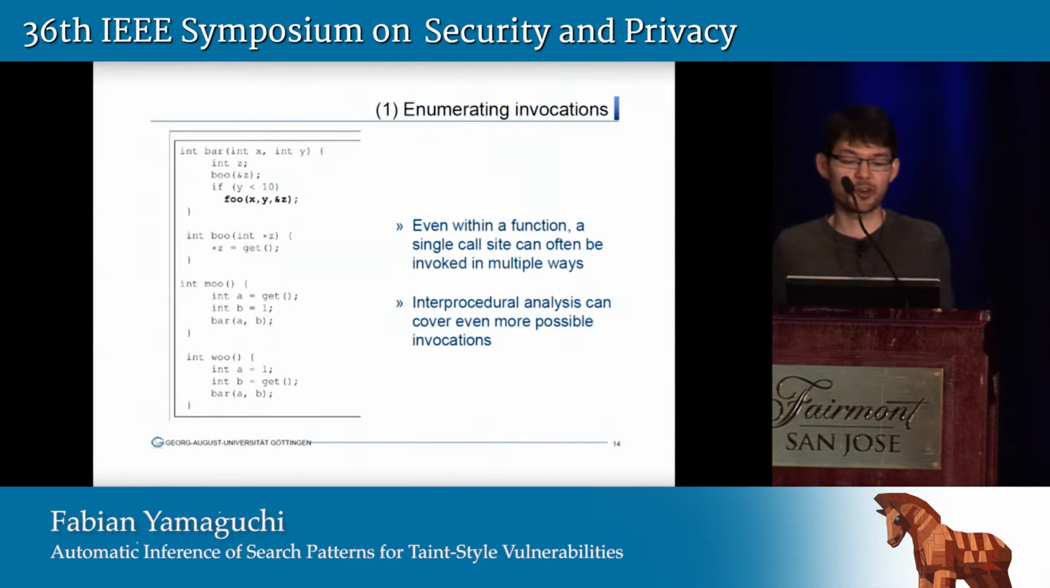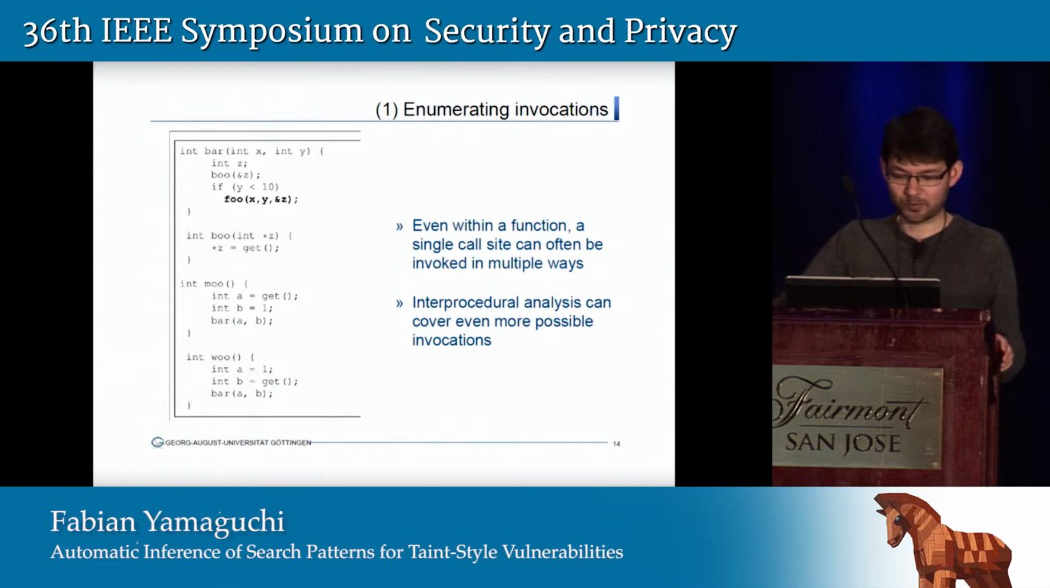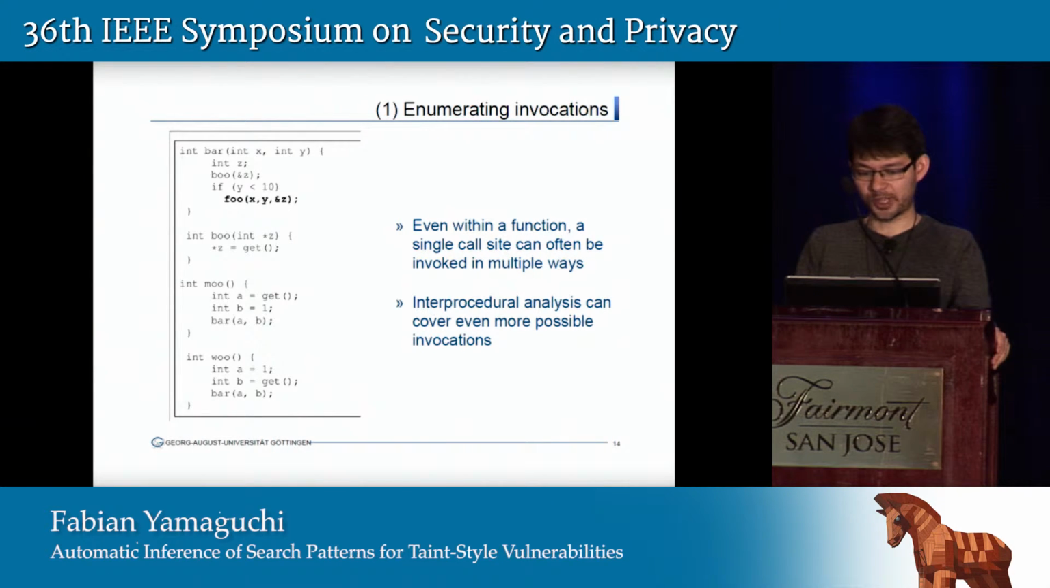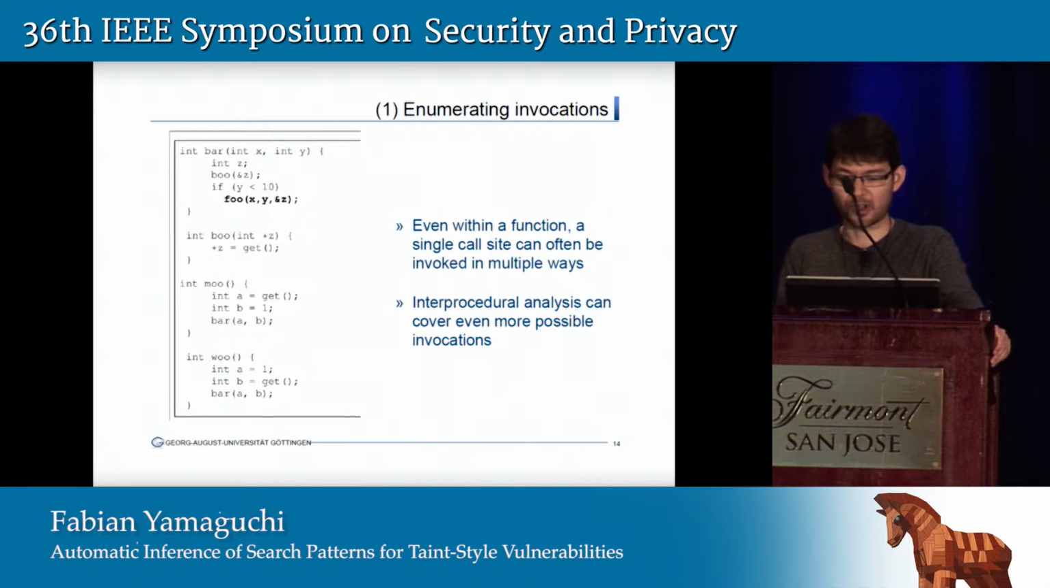First of all, enumerating invocations. What I mean by invocation is if you look at the call to foo here, which is inside a function bar, you will see that bar is being called by other functions. Here it's moo and voo. You can imagine there are different cases of initializations for the variables x, y, and z. Particularly if you do interprocedural analysis, you can get more examples of how the parameters are initialized.